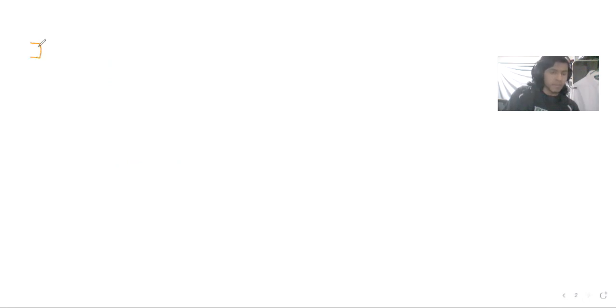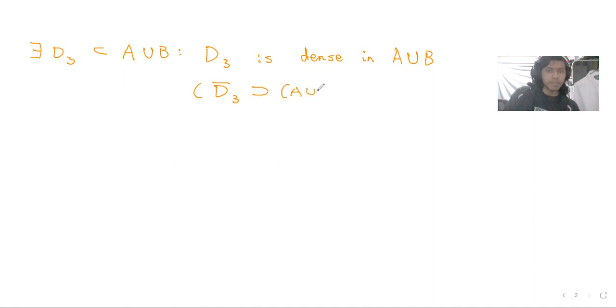So there has to exist a D3 in the union A union B such that D3 is dense in A union B. So that would mean D3 is contained within A union B, and D3 is also a subset of A union B, so that the closures are equal.